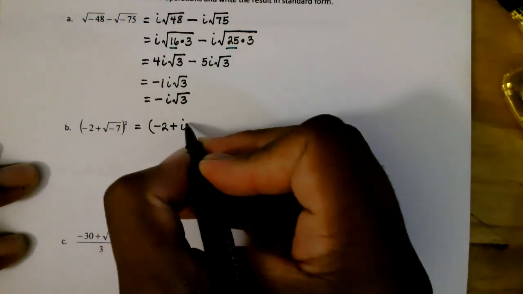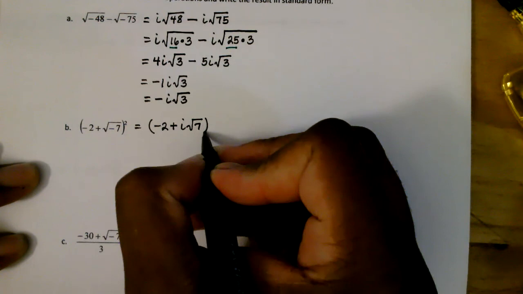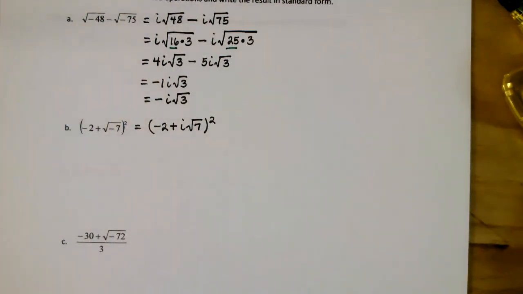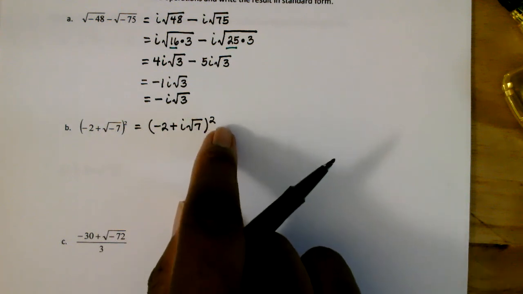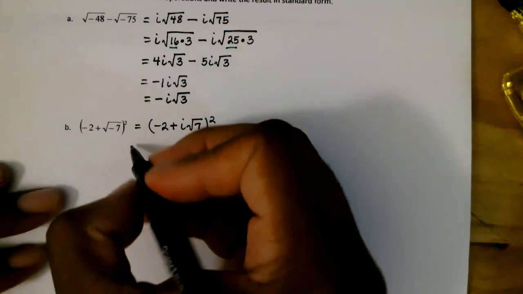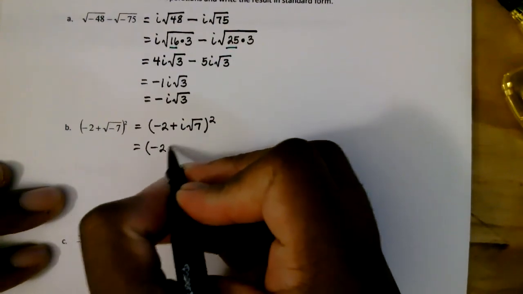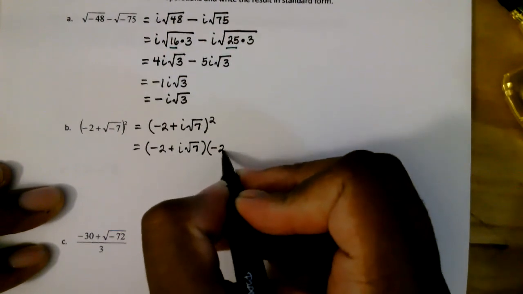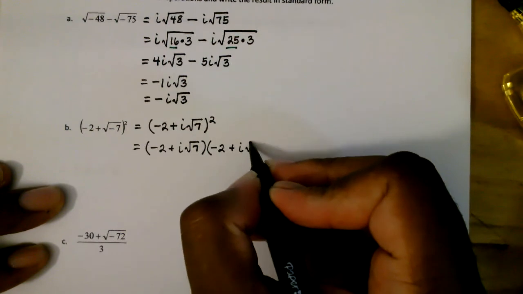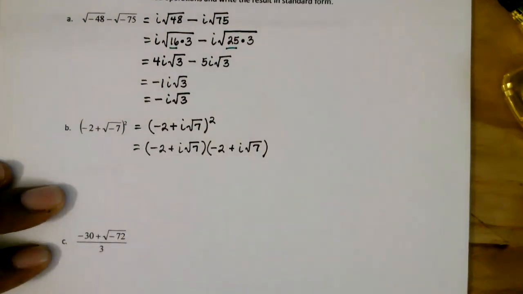The i has to come out. So it'll be i square root of 7, and that quantity will be squared. Now notice that this expression is used as a factor 2 times. That's where that exponent of 2 is. So I can write this out twice as negative 2 plus i square root of 7 times itself, negative 2 plus i square root of 7, and then use the FOIL method to multiply those two complex numbers.